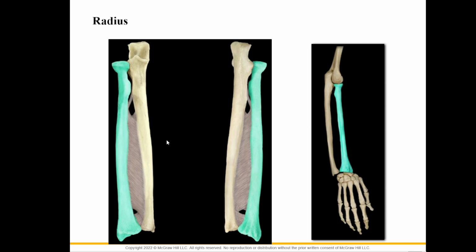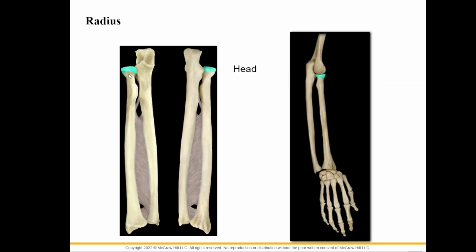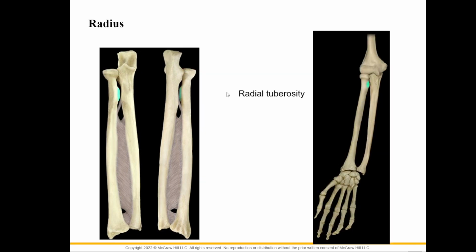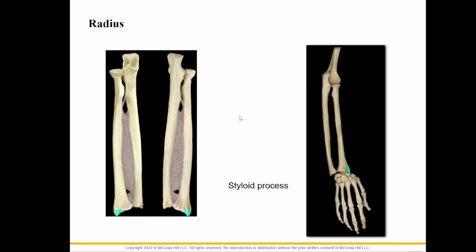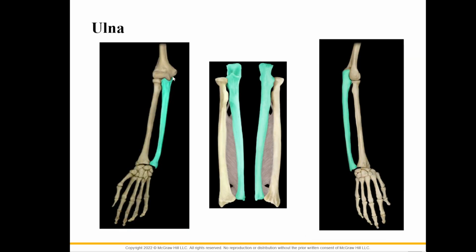And then the one in the middle will also label that. This is the head of the radius. The radial tuberosity, that lump of bone. We have the styloid process of the radius at the end. So it attaches to the carpals. Yun yung function niya. Nag-a-attach siya sa carpals. You also have the ulna. Diba? It is usually along the pinky finger.